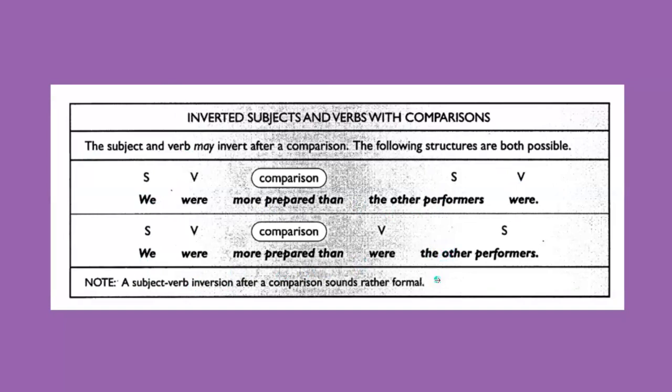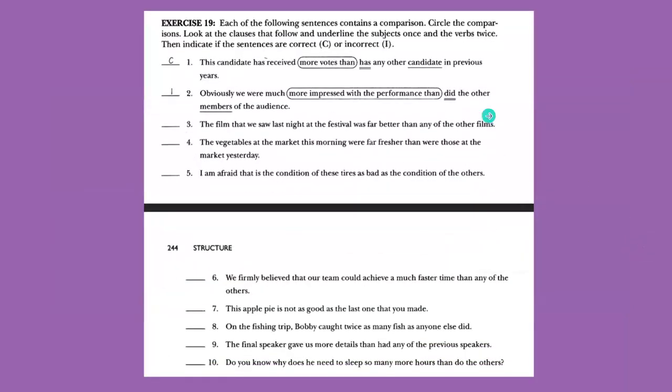A subject-verb inversion could be considered more formal than not inverting, like this one. So sentence 2 would be considered more formal. Let's do an exercise. It says each of the following sentences contains a comparison. Identify the comparison and look at the clauses that follow and underline the subject once and the verbs twice. Indicate if the sentences are correct or incorrect.